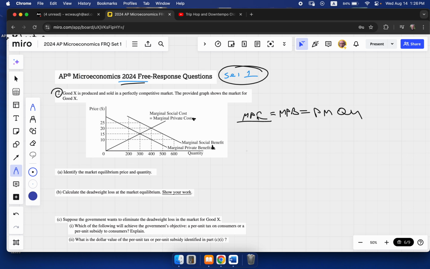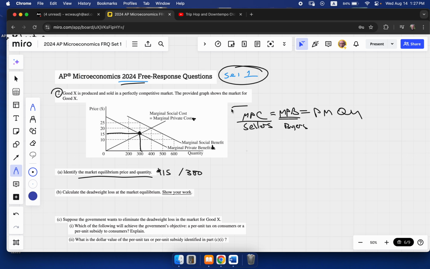This marginal private cost, sellers have to deal with cost, and who gets the benefit are buyers. Where buyers and sellers come together, that is the price of the market and the quantity of the market. So when we look here, we're just finding price and quantity. We can see it's 15 bucks. We can see it's 300 as a quantity.